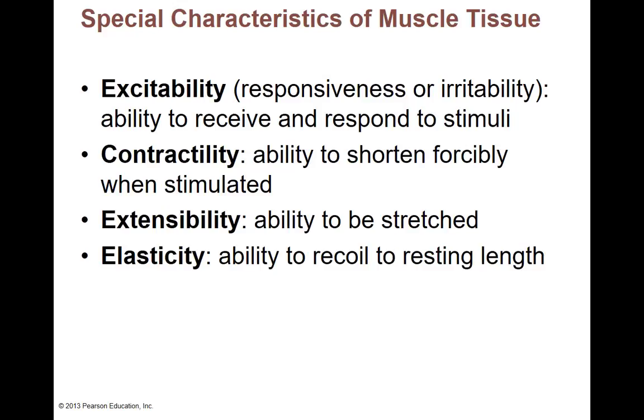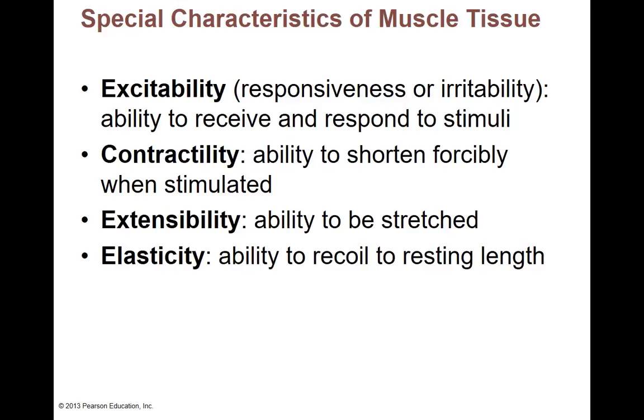and it's going to do something. It's contractible, which means it can shorten and generate force when it shortens. No other type of tissue can do that. No other tissue can shorten and generate force. That's only something muscle tissue can do. It's extensible, which means we can stretch it beyond its normal resting length. I can stretch muscle. Sometimes that feels good when you're like, oh, I just want to stretch it beyond its normal resting length. Other tissue can't always do that. It would tear right away.